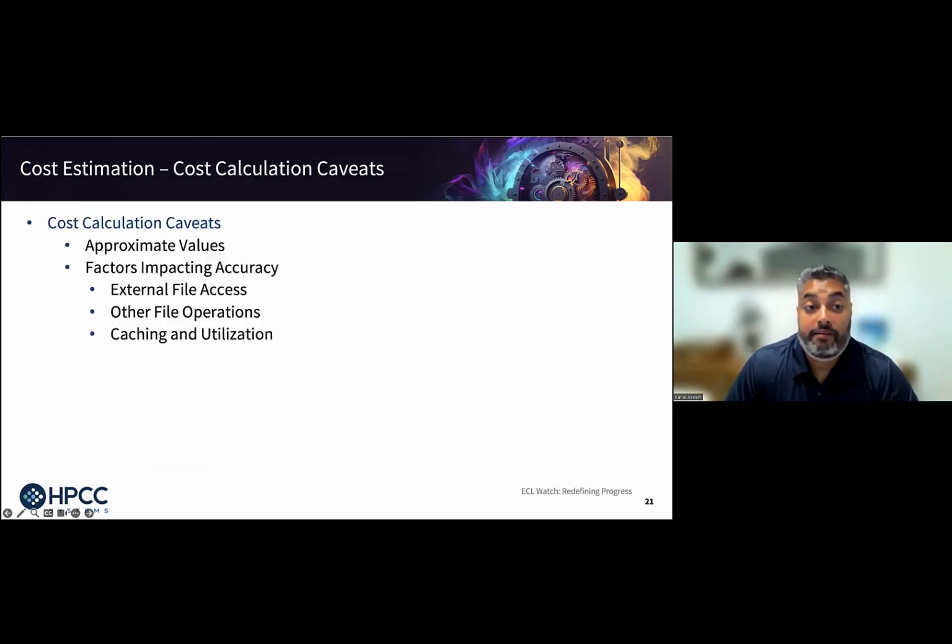Now, there are some caveats to cost calculation, and users should recognize those that are associated with this. Cost values provided are approximations and help to guide decision-making. Factors impacting accuracy include external file access, caching, underutilized nodes, and many more.